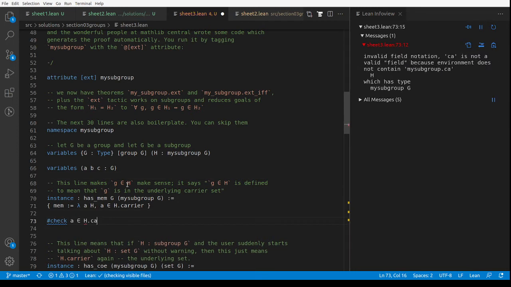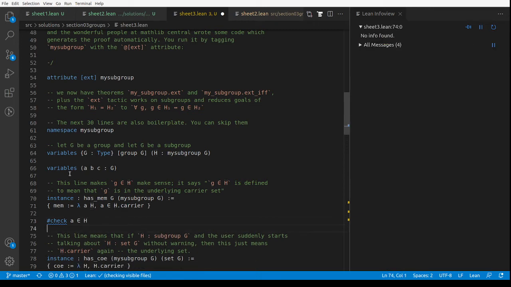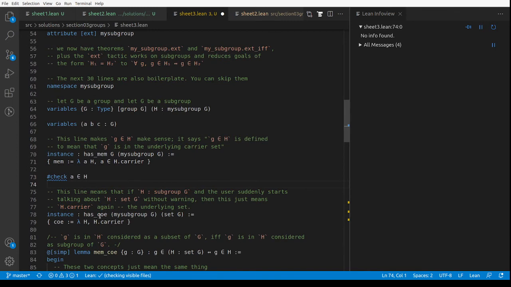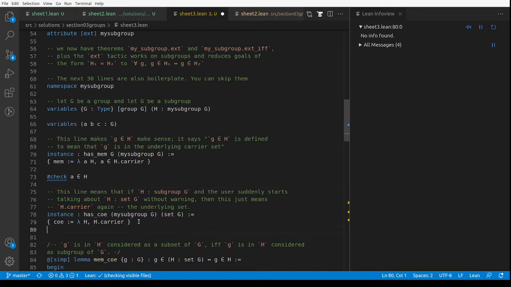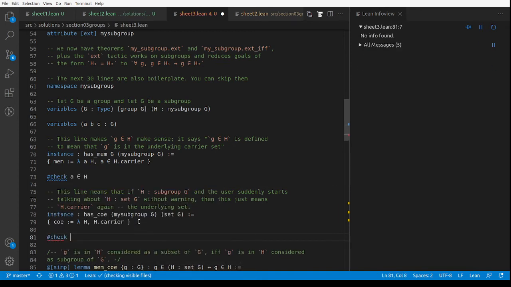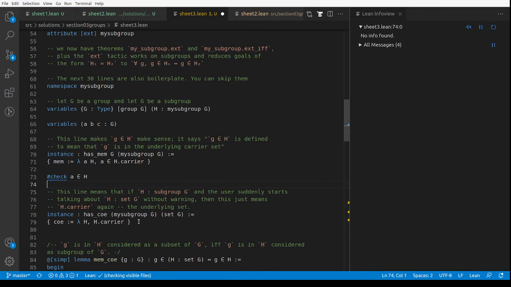Now the point is that this should now work there. So A is an element of H now works, which is good because that's what a mathematician wants to write. And similarly here, this sets up a coercion from subgroups to subsets, because sometimes you want to talk about H as a subset. So if I check, let's do this up here.